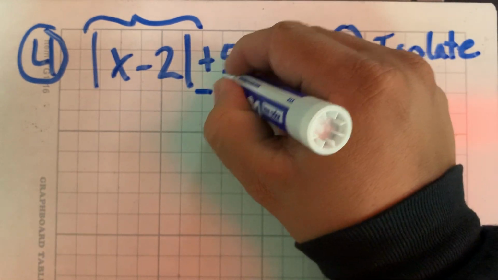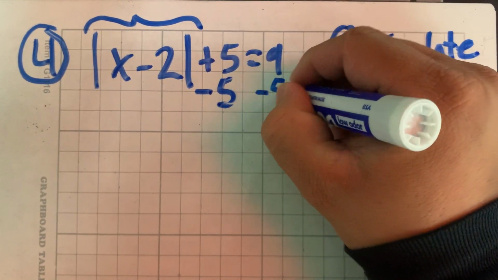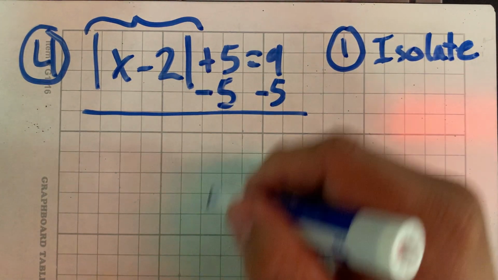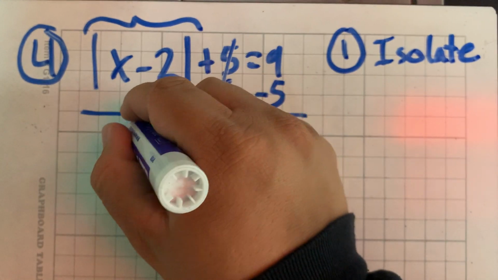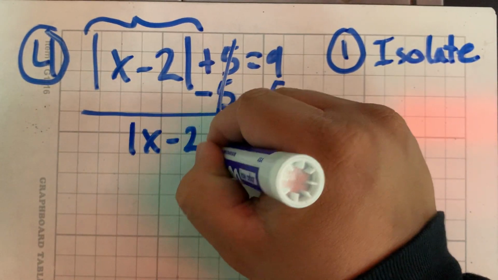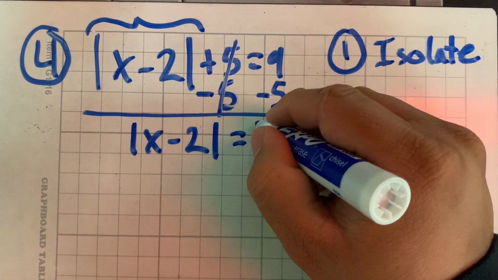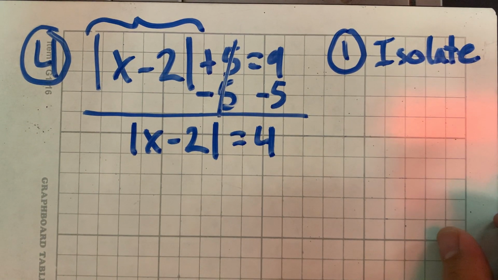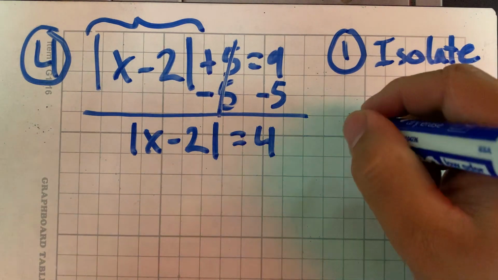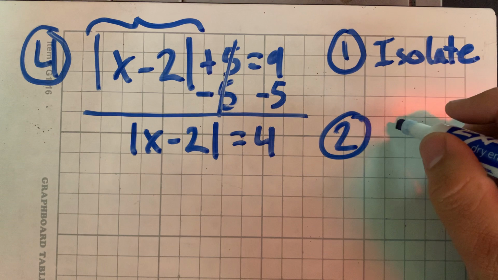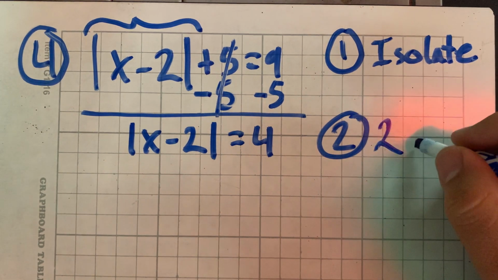In order to do so, I'm going to subtract 5 from both sides. These 5s cancel out, meaning that on the left side, I should only have the absolute value of x minus 2 left. And it's equal to 4. Again, it's going to be your job to determine, is my absolute value expression isolated? Is the only thing on the left side of the equal sign my absolute value bars and whatever is inside? In this case, it is. So the next step we're going to do is to create our two equations.